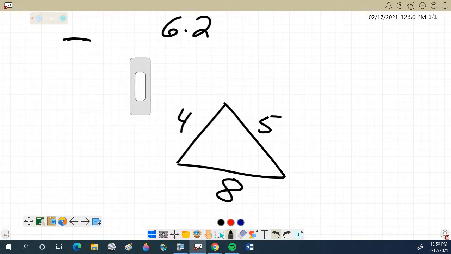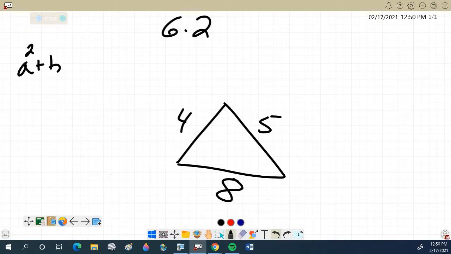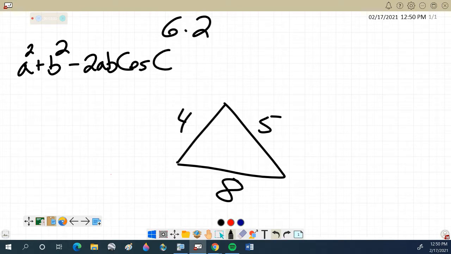So this is what the law of cosines looks like. A squared plus b squared minus 2ab cosine of c is equal to c squared. Oh, that's terrible. But it's really not that bad.